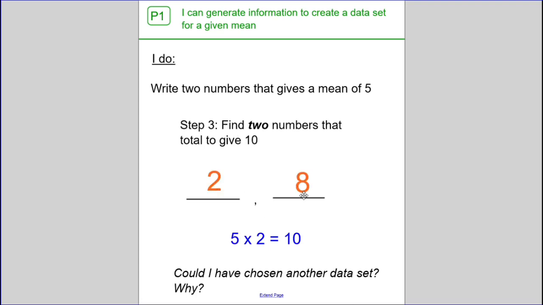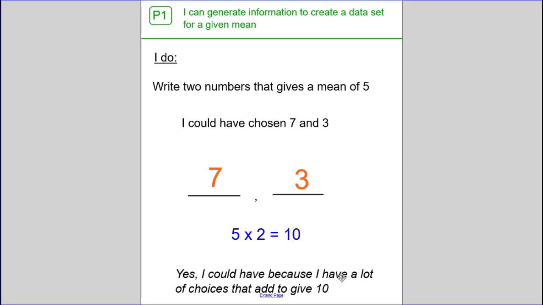Step 3, find 2 numbers that total to give 10. So I've got 2 and 8, but could I have chosen any other numbers for the data set, and why? So I could have chosen 7 and 3, for example, because I have a lot of numbers that total to give 10. So as long as they add up to give 10, that is absolutely fine.